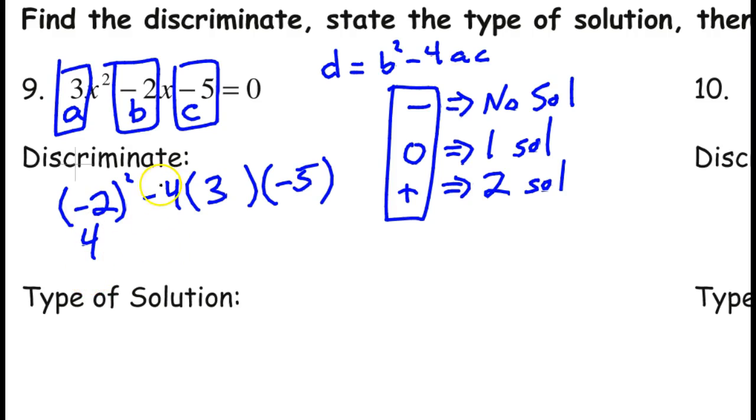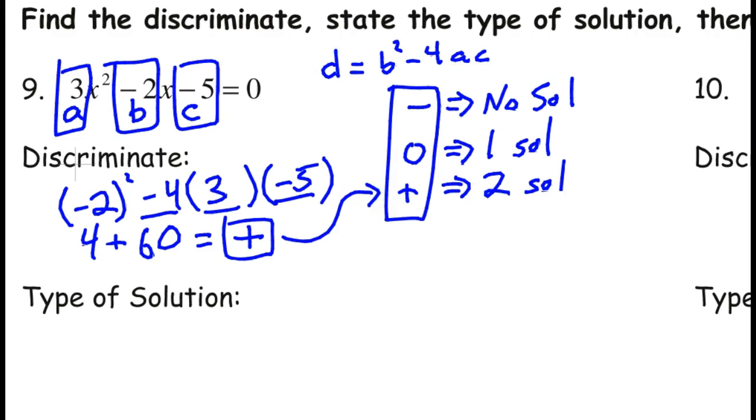So I get 4, and then I'll have negative 4 times 3 times negative 5. That's going to be plus 60, I think. Yep, plus 60. So we get a positive number, so I know that there are two solutions here. And again, it's 64. I really don't care that it's 64. It's the fact that it's a positive number, right? So I get two solutions.